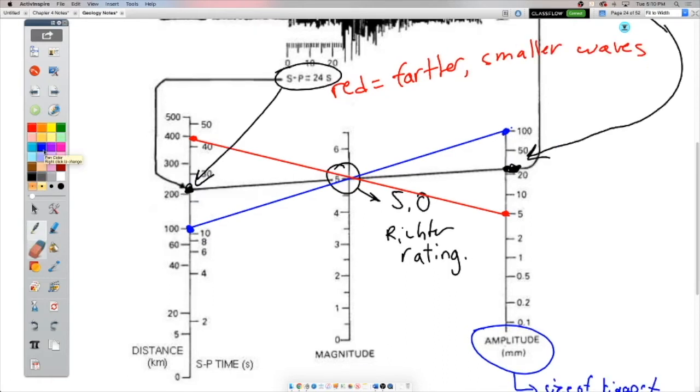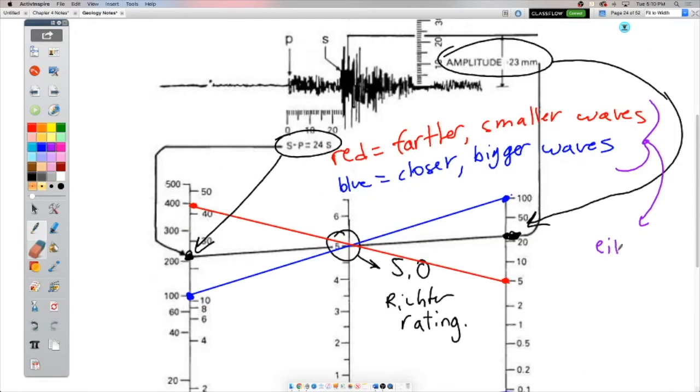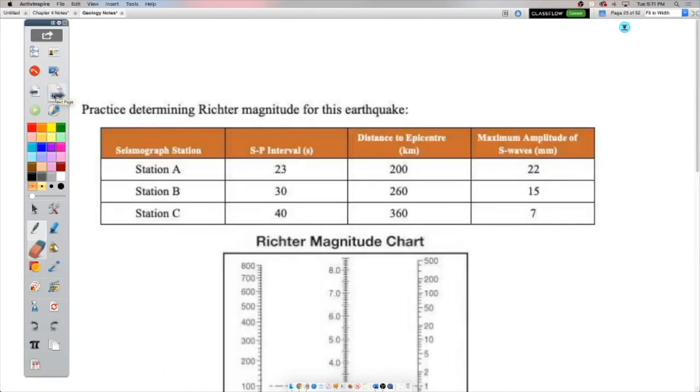Okay, blue is what happens if you're closer. And so you got bigger waves, right? But again, the way the Richter scale works, it's pretty ingenious. It works so that it doesn't matter. You should always get the same Richter rating. Okay? Either way, you still get a rating of 5.0.